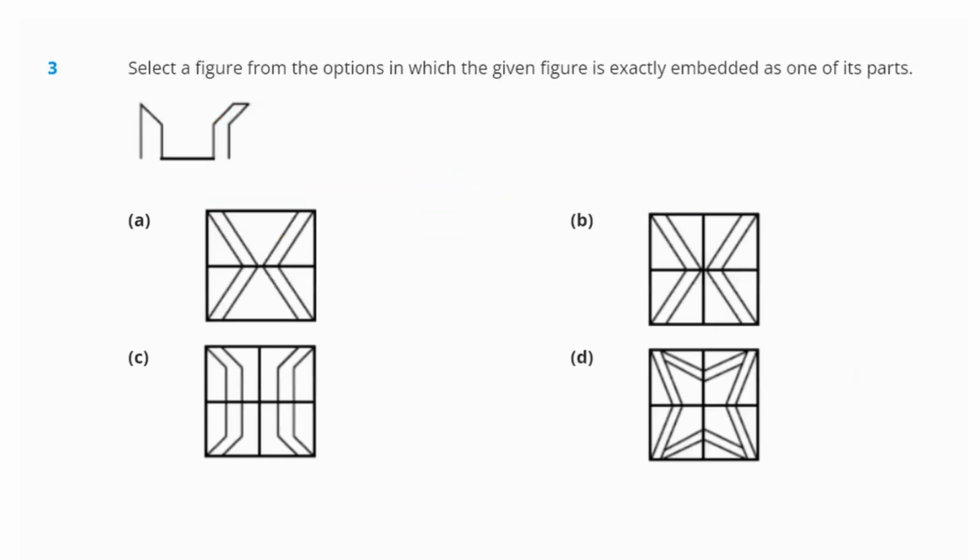Select a figure from the options in which the given figure is exactly embedded as one of its parts. See, it has a folded part, but I can't find anything here. Same here. Let's try to find it here. We try to make it go this way and this way and this way.